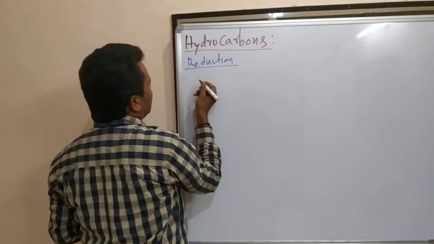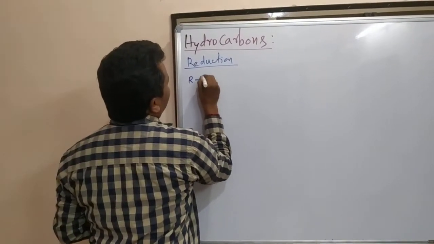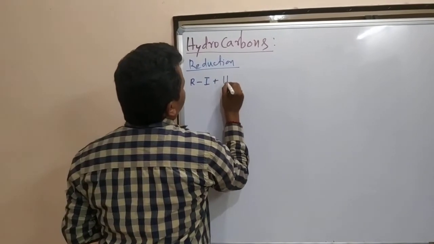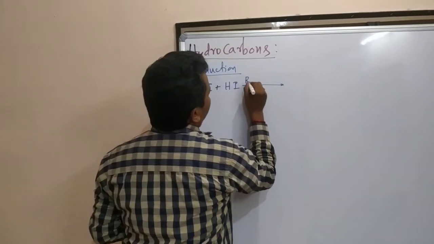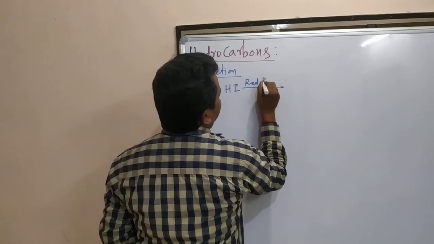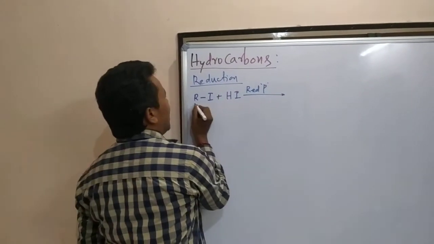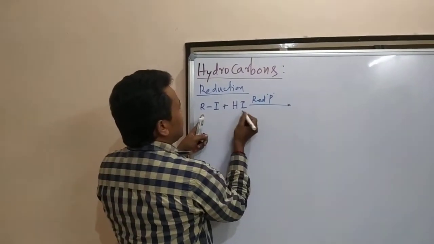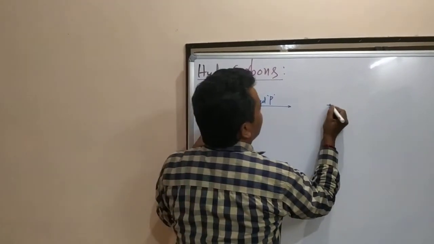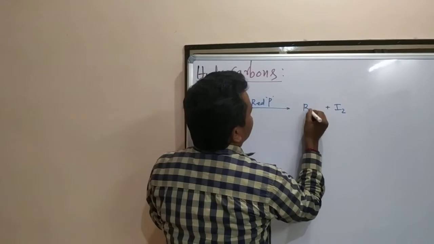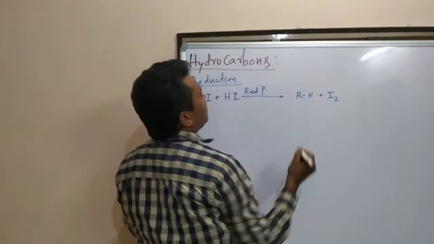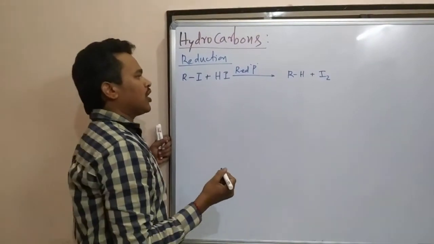Reduction means, for example, we are taking some alkyl iodide in the presence of some hydrogen halide, in the presence of red phosphorus. Here what happens is, from RI, these two iodines come out like I2, and RH is formed. This is our alkane. This is our hydrocarbon.